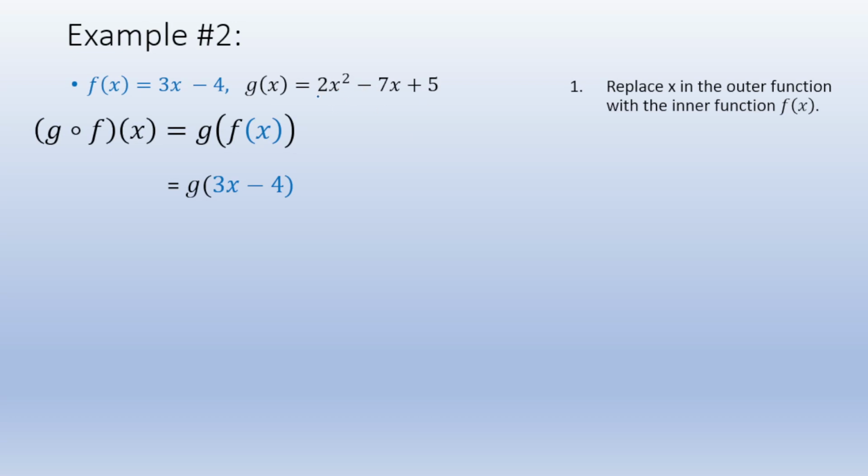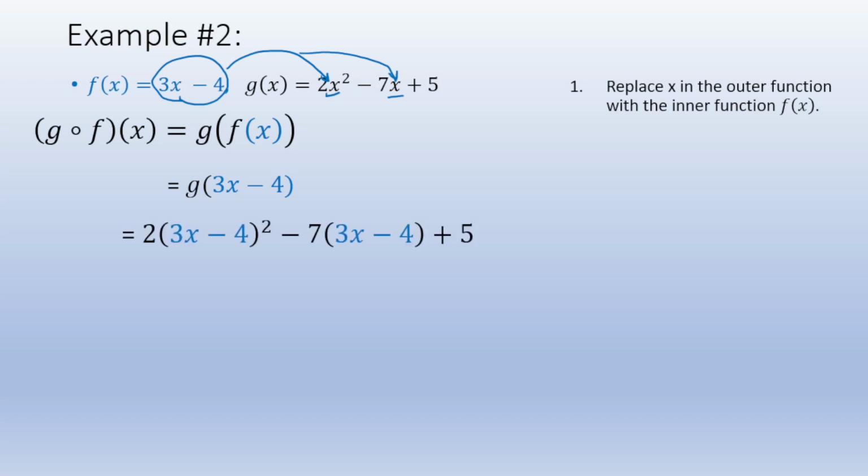Now here, the outer function is g of x. So everywhere that we see x in g, we're going to replace it with the entire expression 3x minus 4. So we'll place that here, and we're also going to place that expression where we see x here. So instead of having 2x squared minus 7x plus 5, we now have 2 times (3x minus 4) squared minus 7 times (3x minus 4) plus 5. So the next step here is to evaluate and simplify.